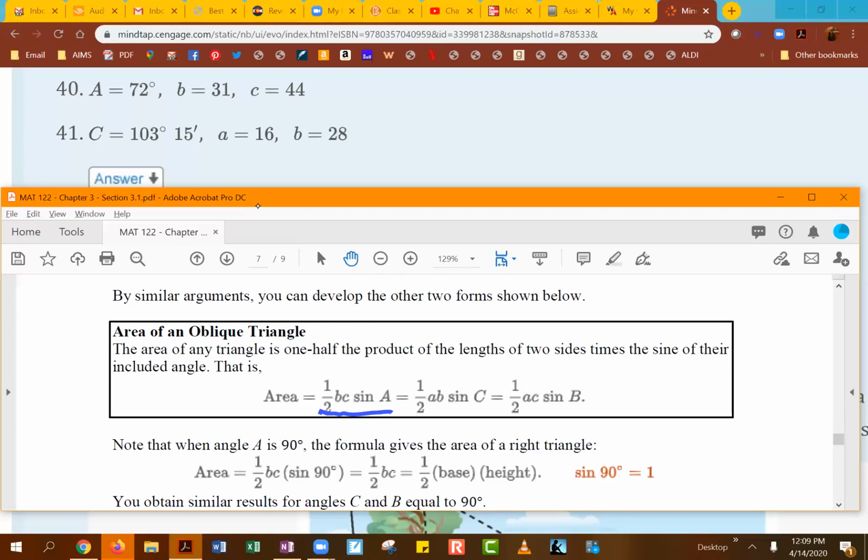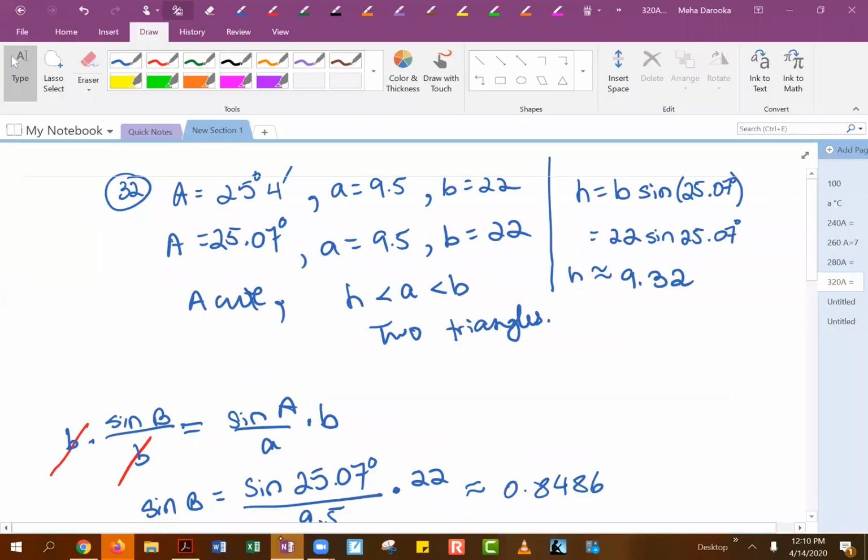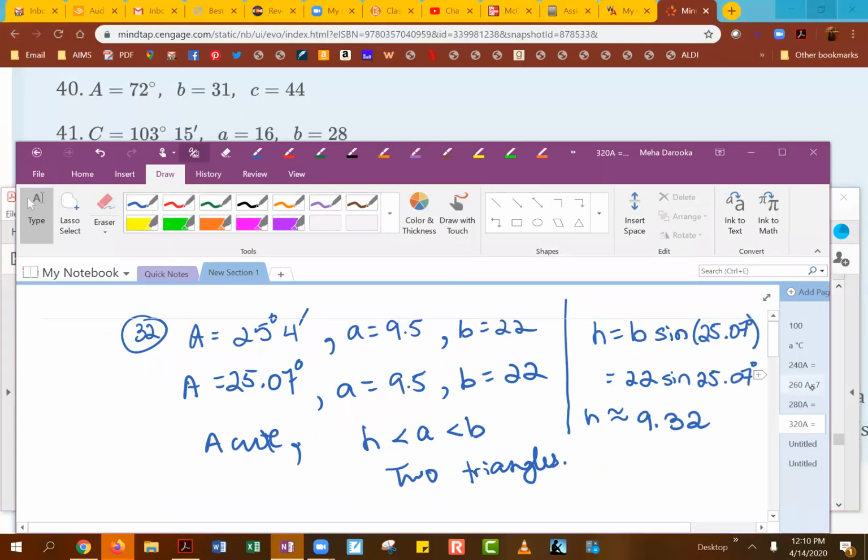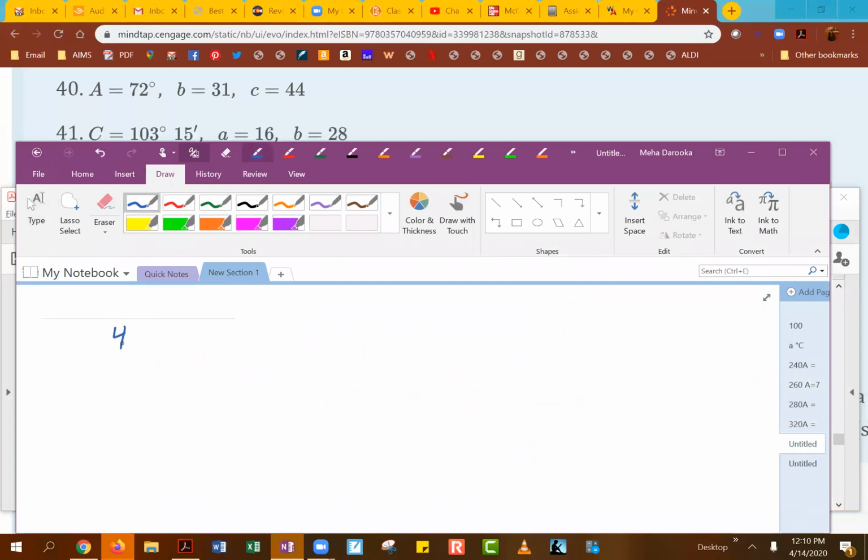But if you look at number 41, you are given angle C and sides A and B, so you would just use this version of your area formula. They just keep changing it up based on what angle and which sides you are given, but they will all get you the same result for the area of our triangles. Of course, for number 40, we're just using that first part over here. So let's go ahead and take a look at that.